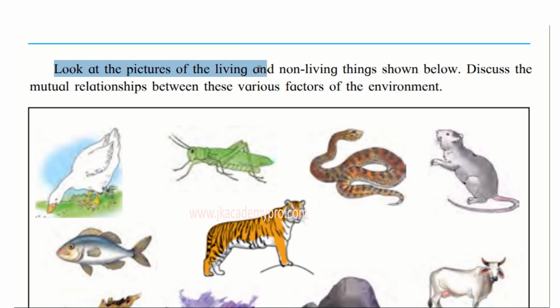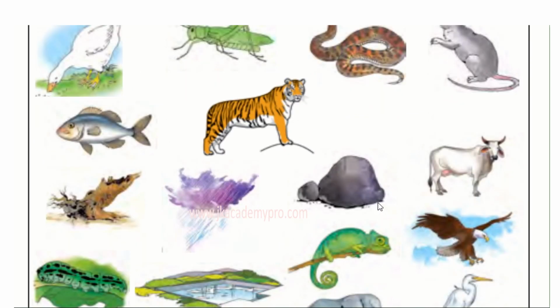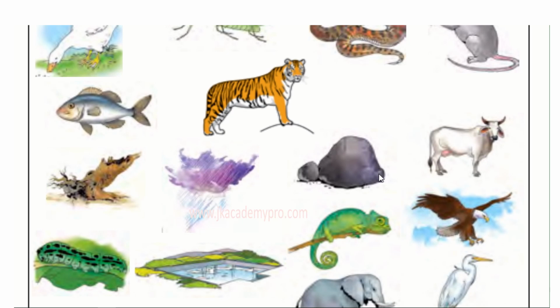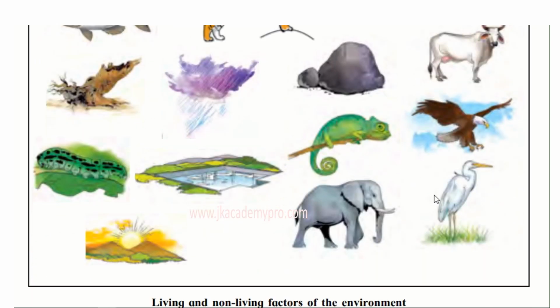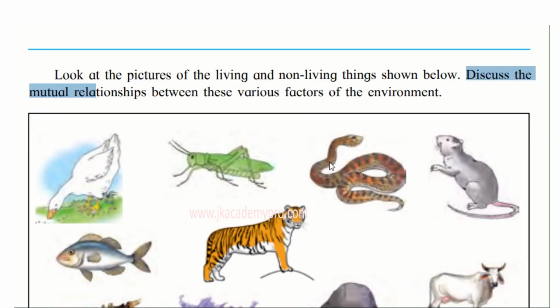Now, let's look at the picture given alongside over here. So, look at the pictures of the living and non-living things given below. If you look at this, there are some birds, insects, animals, and even non-living things that are shown. Okay, so all these are there, and discuss the mutual relationship. What is mutual? Mutual means shared. Okay, relationship between these various factors of the environment. All this belongs to the environment. So what is the relationship between these things?